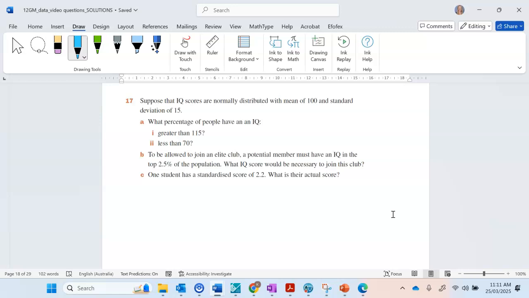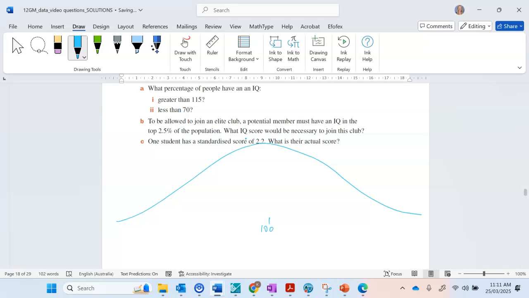All right, suppose that IQ scores are normally distributed. So remember, when we see that, we think of the bell-shaped curve with a mean of 100 and a standard deviation of 15. So let's quickly draw our bell-shaped curve. We have a mean of 100 and a standard deviation of 15. So we're going 1, 2, 3 above, 1, 2, 3 below. So we're going up by 15 each time. All right, and then on this side, we're going down 15 each time.